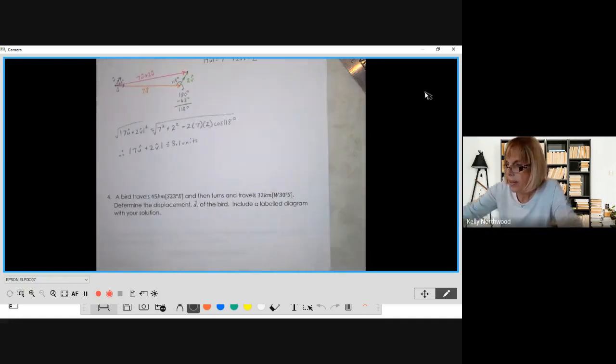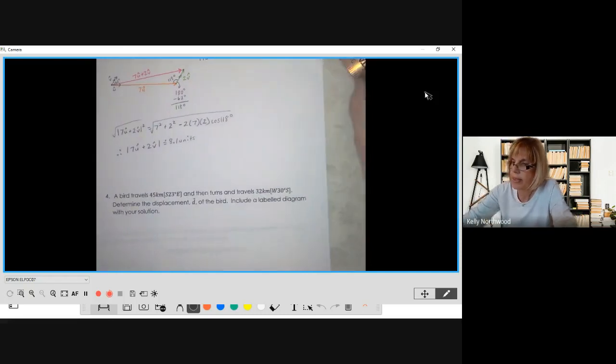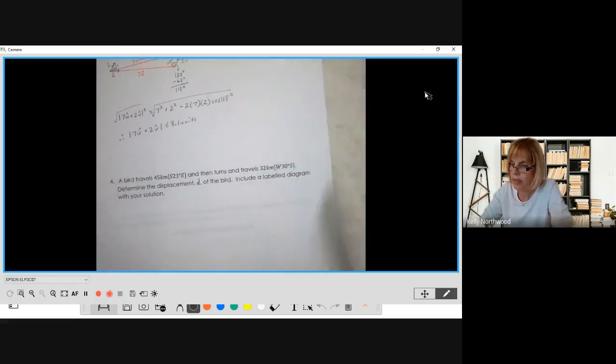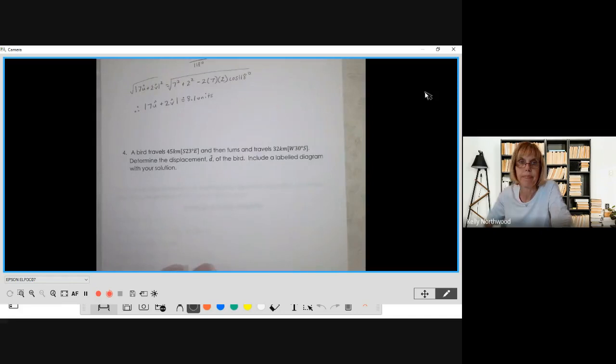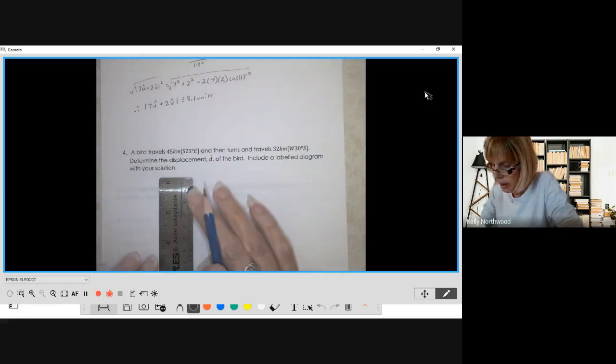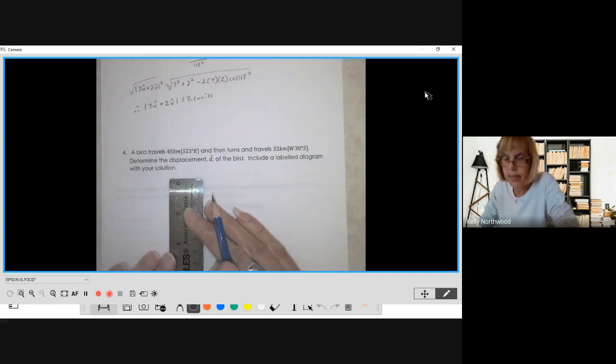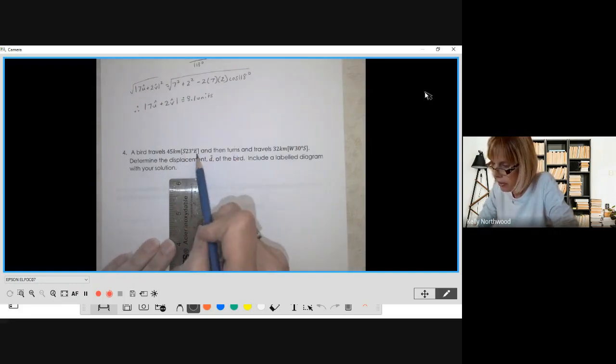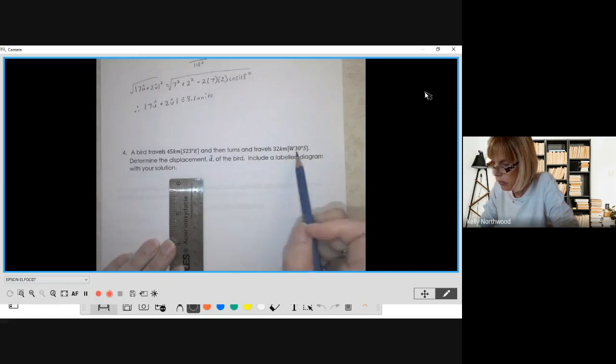Okay, now we have another question. This one's an application question of displacement. So a bird travels 45 kilometers south, 23 degrees east. So again, I'm gonna start with the compass because I like to do that. So south, 23 degrees east, and then west.